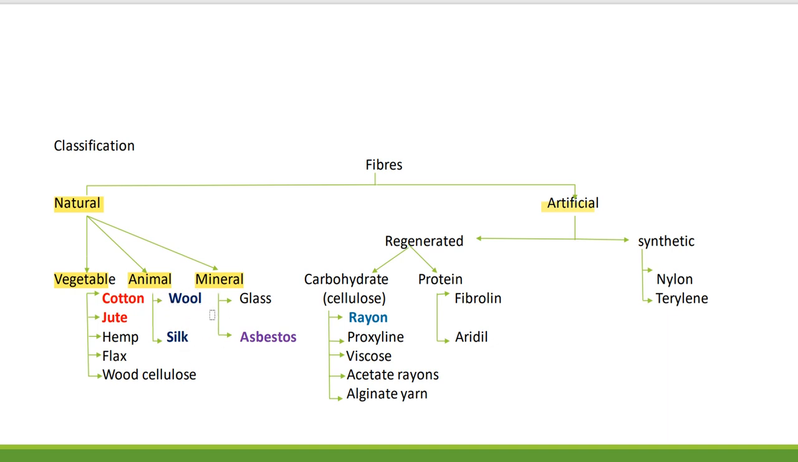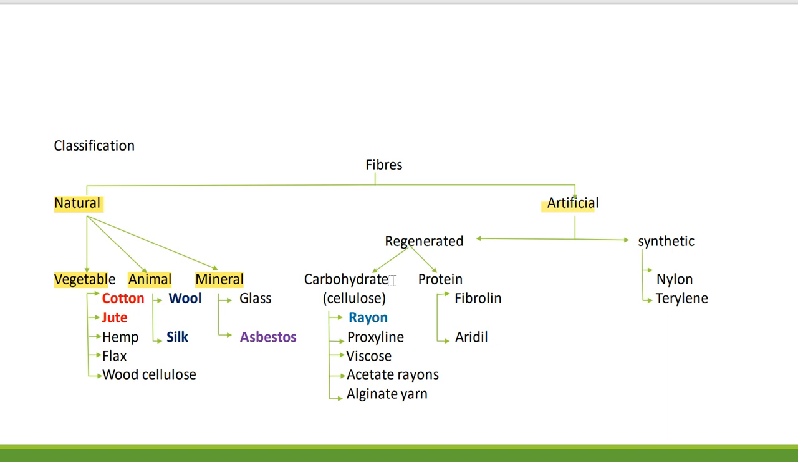Wool we get from sheep and silk is obtained from the silk worm. In minerals you have glass and asbestos. The filter paper you used in your experimental pharmacy is made up of asbestos. The threads on the filter paper are nothing but the fibers, that is your asbestos. It is also known as asbestos sheet.